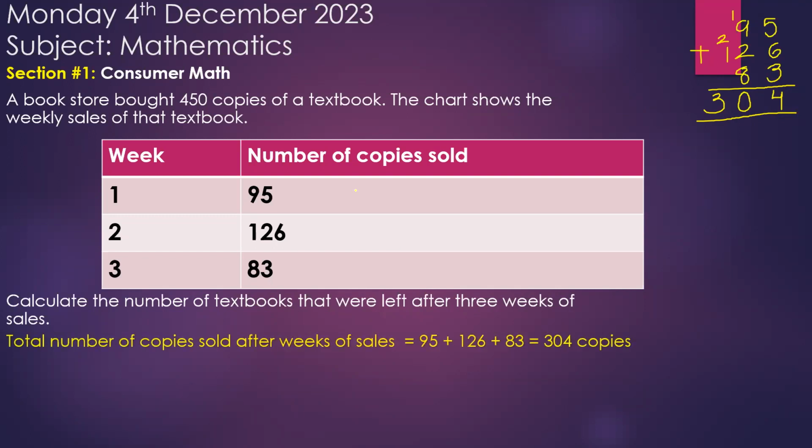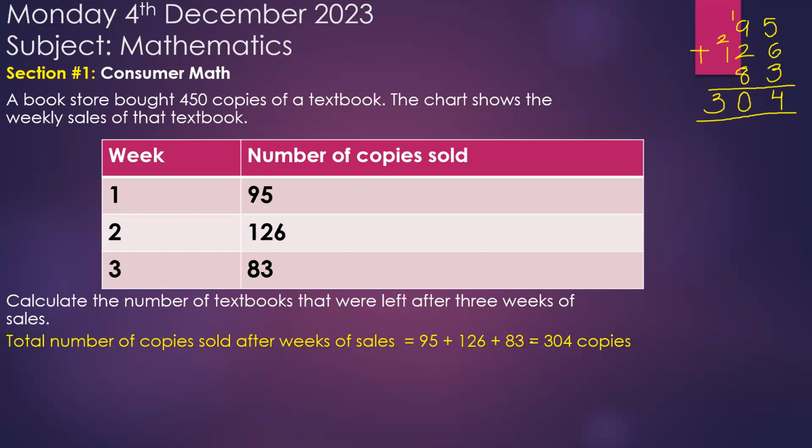Write this question down. The total number of copies sold after 3 weeks of sales is going to be what? 95 plus 126 plus 83, which gives us what? 304 copies. Very good.